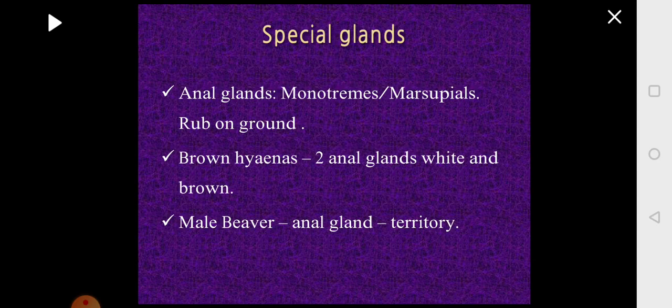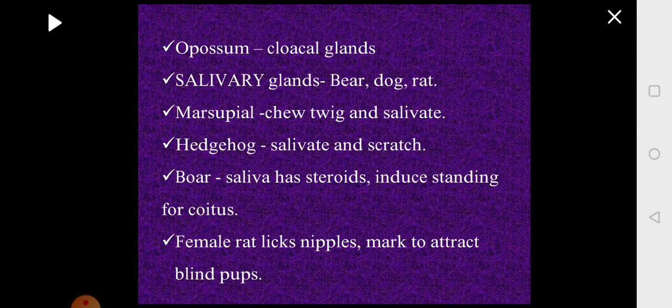So there are special glands in vertebrates for the purpose of secreting pheromones. In monotremes or marsupials, they have special anal glands, and the secretions of these glands are rubbed on the ground. In brown hyenas, they have two anal glands, white and brown, the secretions of which help in marking the territory. Male beaver has an anal gland to mark the territory. Opossum, which is a marsupial again, has cloacal glands.